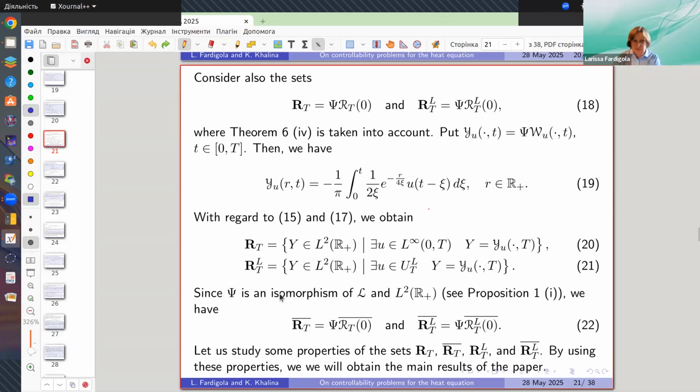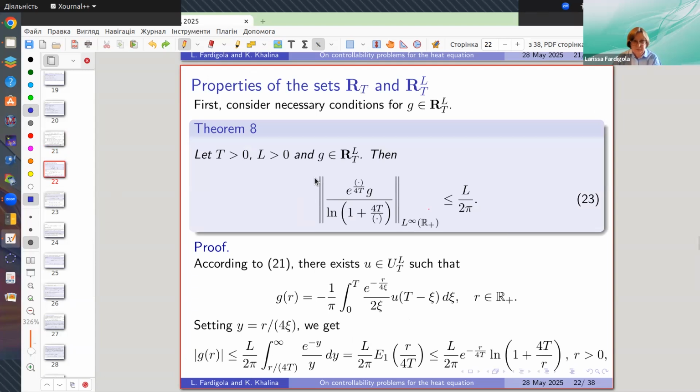Since psi is an isomorphism of L and L square of R plus, we can state that the closure of both RT equals psi of the closure of RT of 0, and the analogous relation holds for RL. And now we study these new reachability sets.